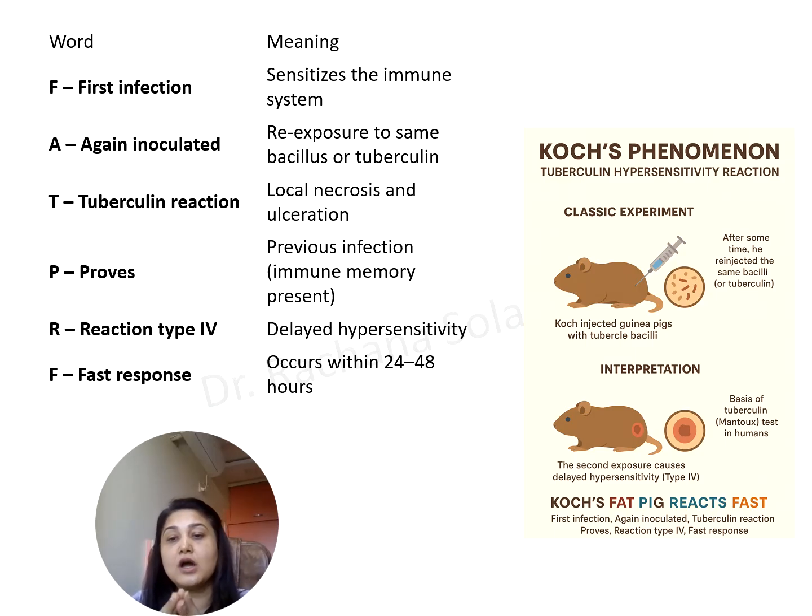and discovered. Then after some time he re-injected the animal with the same tuberculous bacilli, and after 24 to 48 hours, at the site where it was injected again, there is formation of a tuberculoma, which is a delayed hypersensitivity reaction. So the mnemonic is "fat pigs react fast." F is first infection, where the immunity is sensitized with that particular tuberculous bacilli. A is again introduced, which leads to a tuberculin reaction, that is local necrosis and ulceration, which proves the patient has immune memory. That is called type 4 hypersensitivity reaction, a fast response that occurs in 24 to 48 hours, which is a delayed type of hypersensitivity reaction.